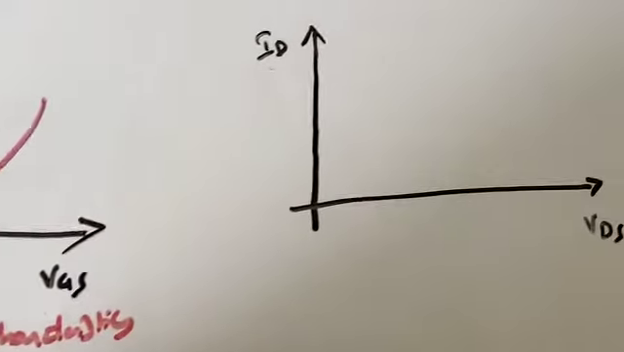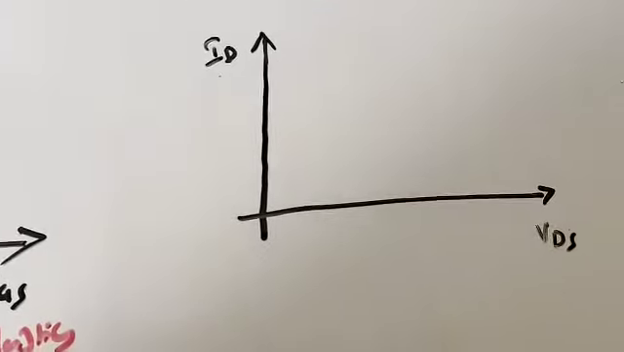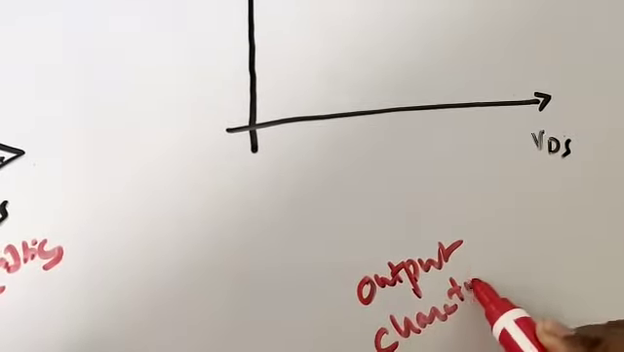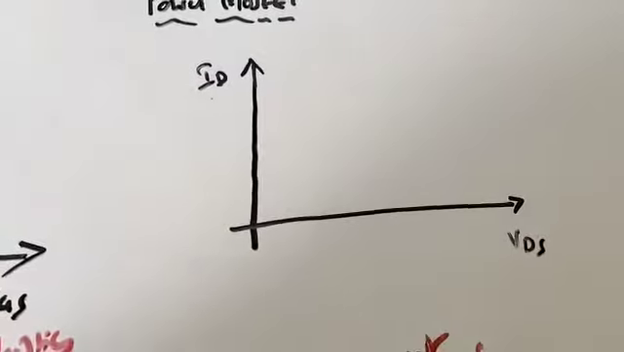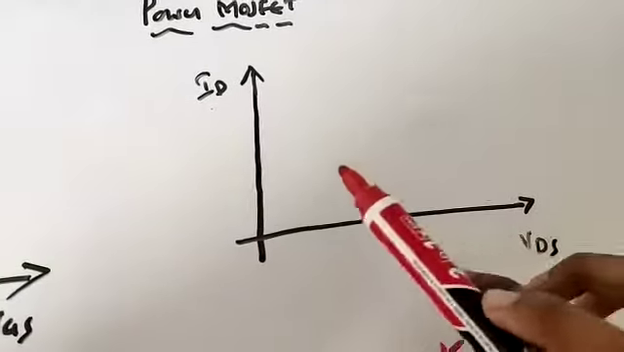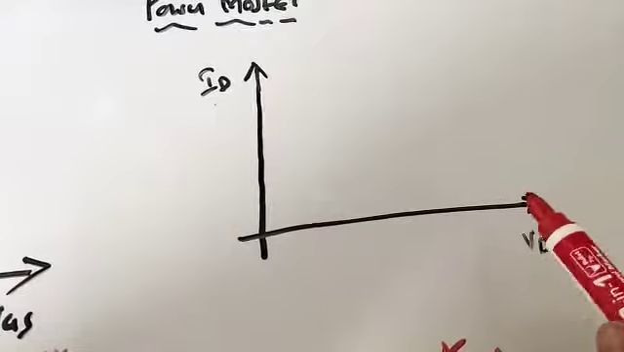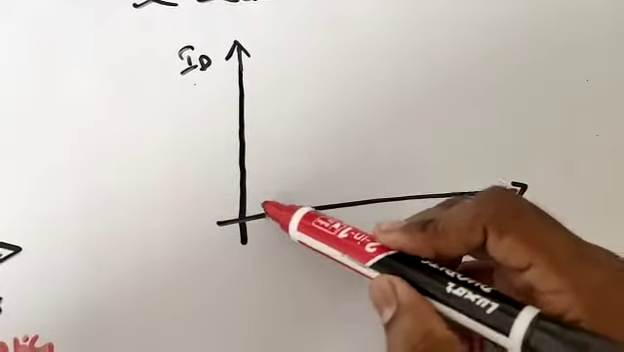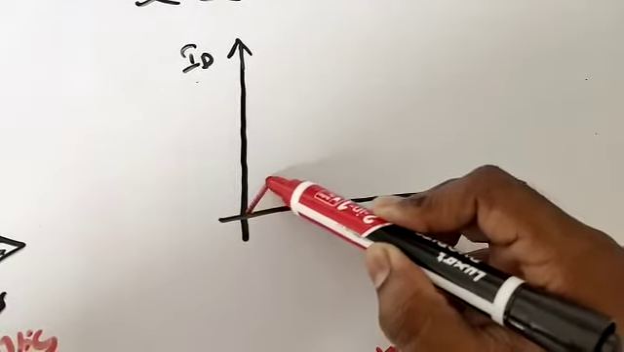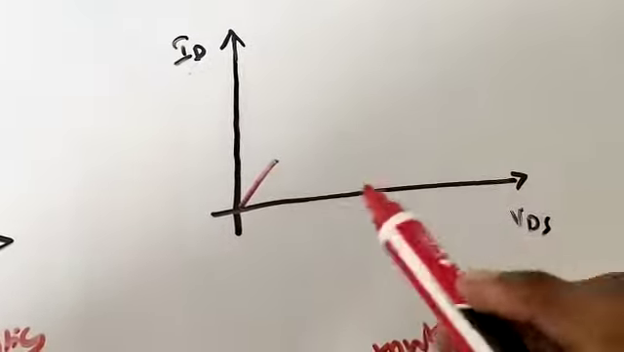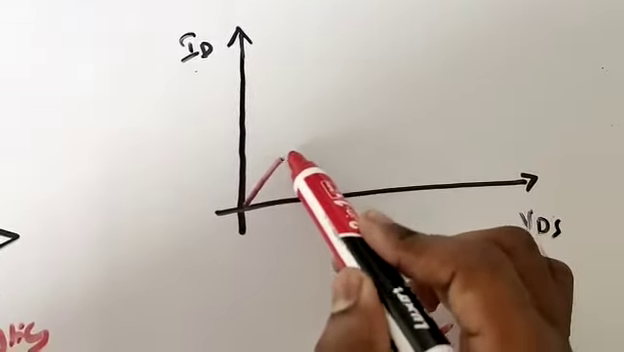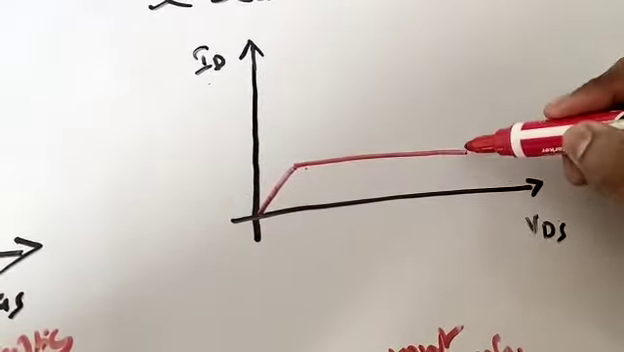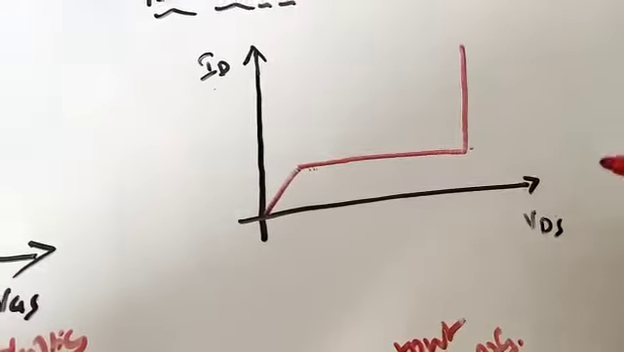So now let us come to the output characteristics, right? I'll be writing like this: output characteristics. So here I'm going to plot the characteristics between ID and VDS by keeping VGS constant, right? So when we are going to increase VDS, the current used to flow in this particular fashion and attains a constant value like this, and when it attains breakdown, the current used to increase sharply like this, right?